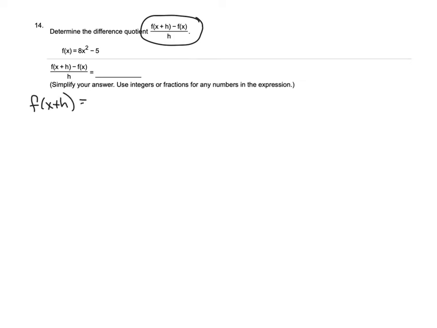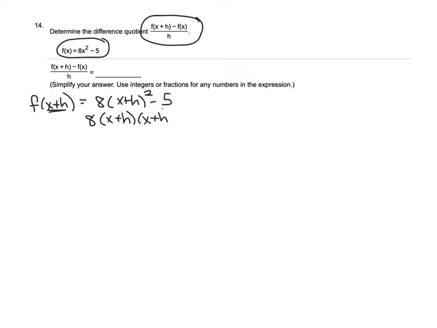So you take the function f, here's our function, right? The function f is 8 times something squared minus 5, right? But instead of x, we have x plus h. So we plug x plus h into our parenthesis. This is f of x plus h. Now we have to multiply this out. So this is the longest part of the problem, of the question.